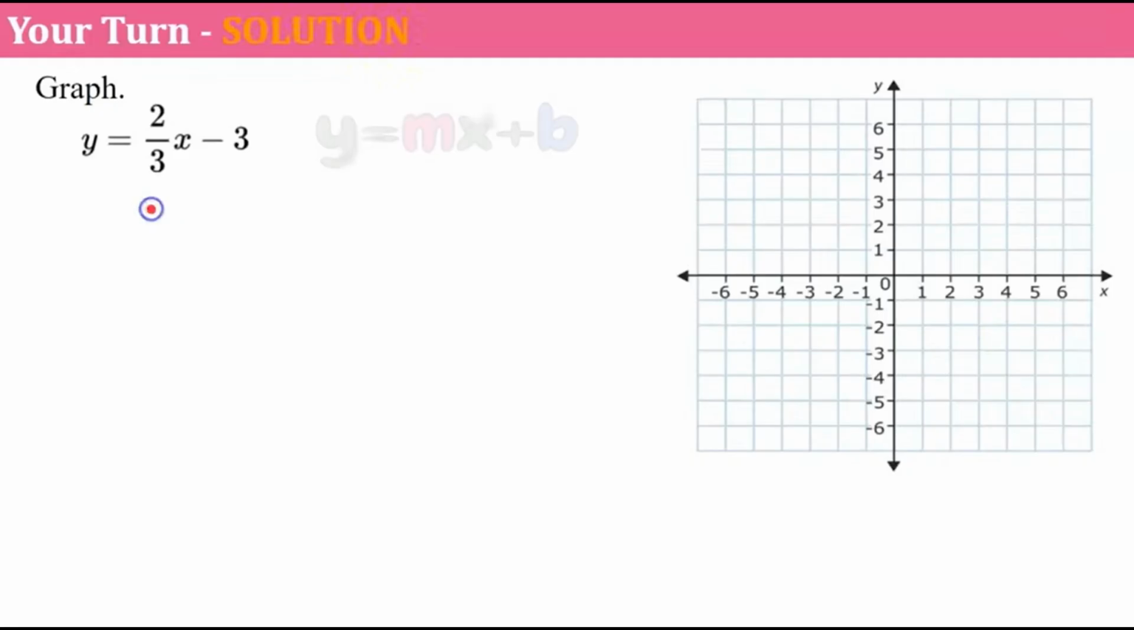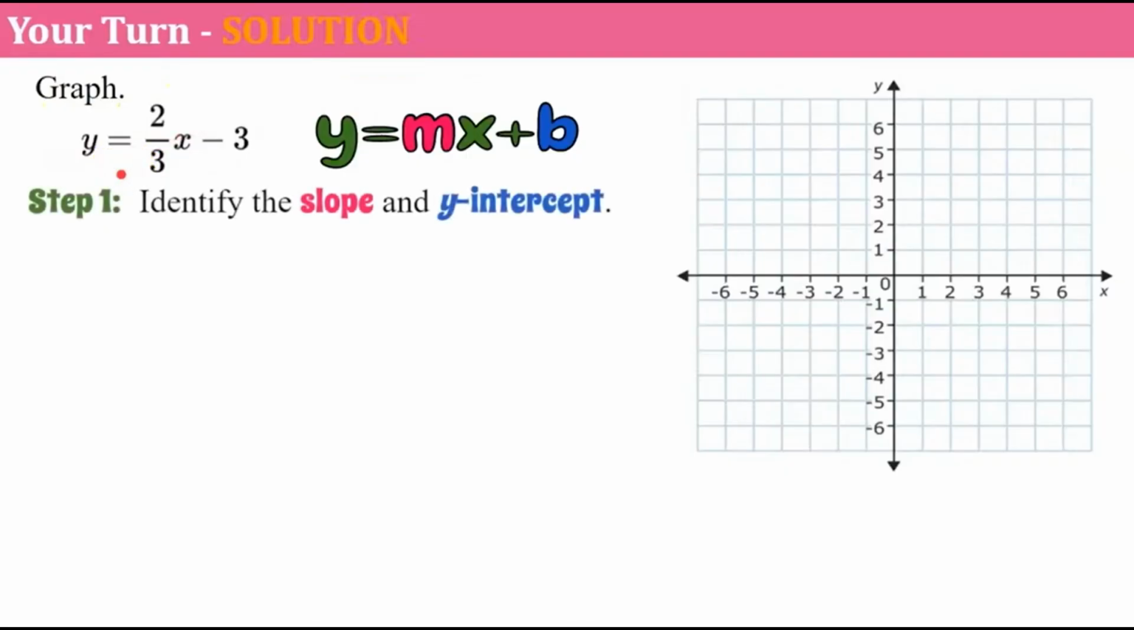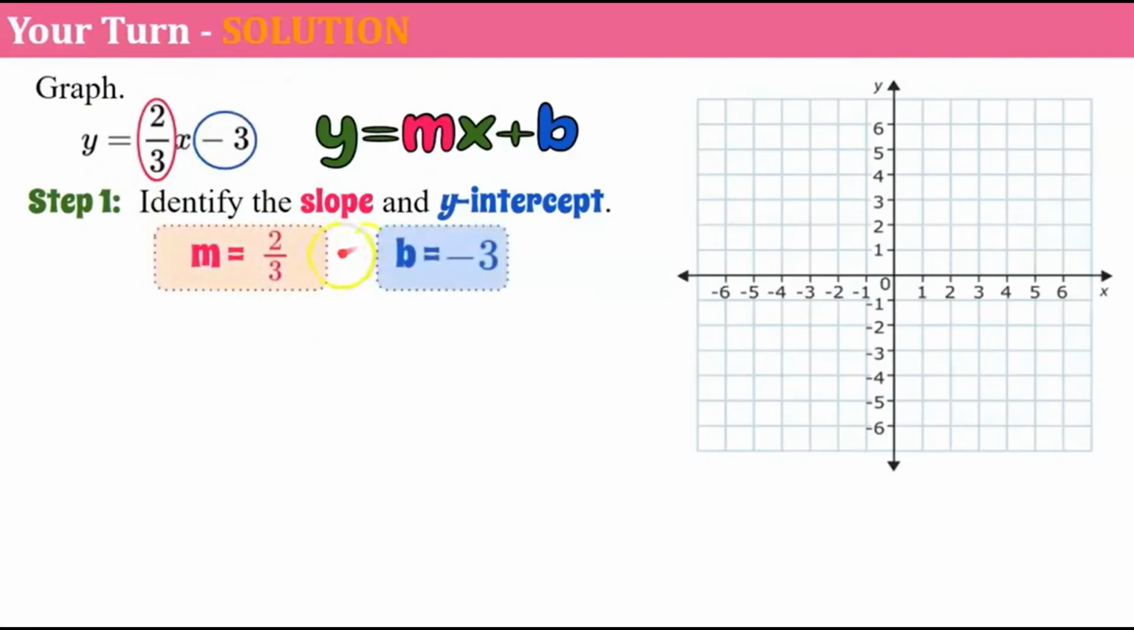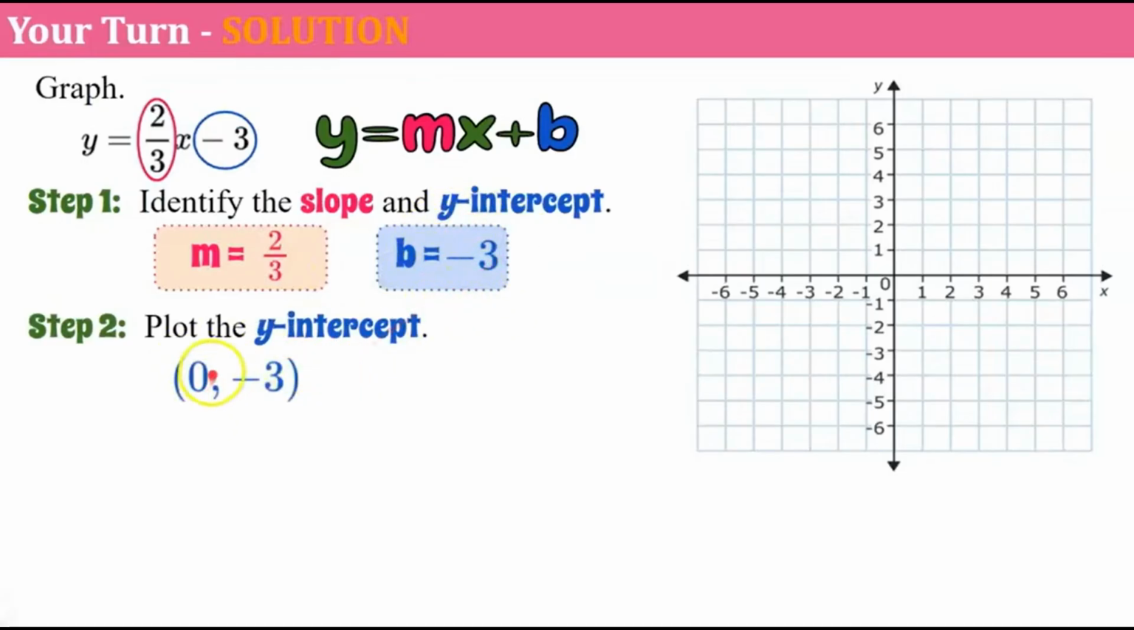Welcome back. So step 1, we're going to look first to make sure it's solved for y. Y equals mx plus b. And step 1 is to identify our slope and y-intercept. Our slope is 2/3, and our y-intercept is -3. Step 2, we're going to plot our y-intercept, remembering that this is the y-coordinate of our point, and the x-coordinate of the y-intercept is always 0.